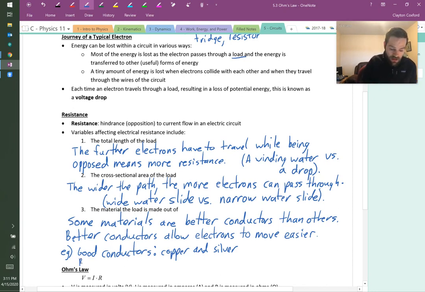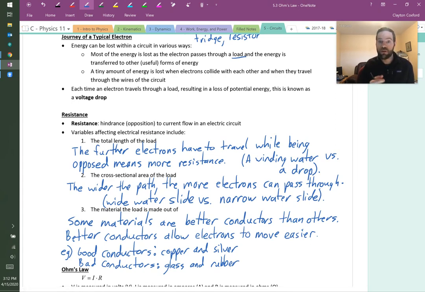Some bad conductors. Glass and rubber, very bad conductors. They are very good at preventing electrons from flowing through them. In fact, we don't even call those conductors, we call those insulators. They insulate, they prevent, they stop the flow of electrons.